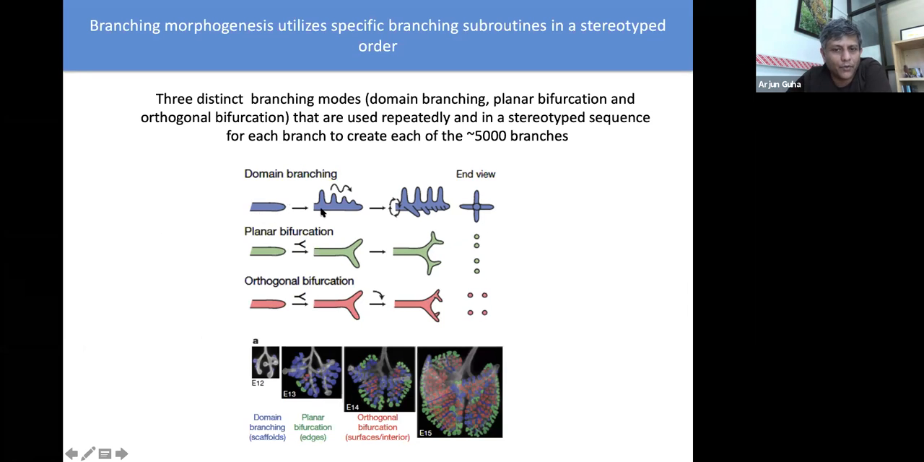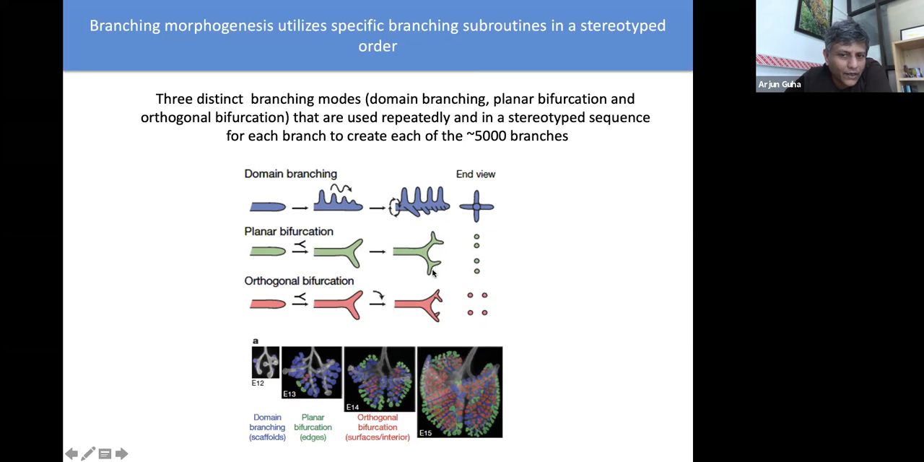The first is domain branching, which is where you have a series of branches that form along one axis, and then the plane at which these branches form can change, and again you have a series of branches that emerge from that same parent branch to create a new set of branches. So if you were to look at them end on from a single branch, by a process of domain branching you could create a network of branches that emerges from it. The second type of branching event, or subroutine, which he described, is called planar bifurcation, where the branches basically bifurcate, but these bifurcations are in the same plane.